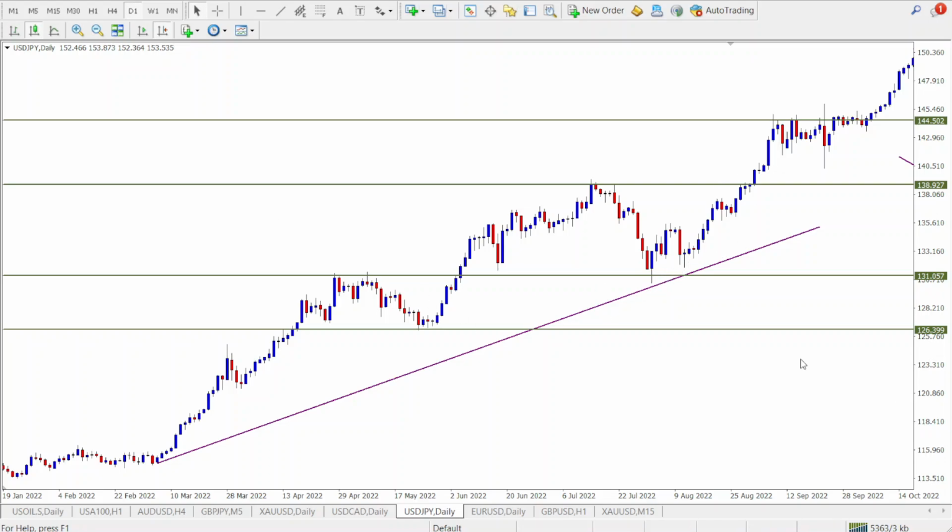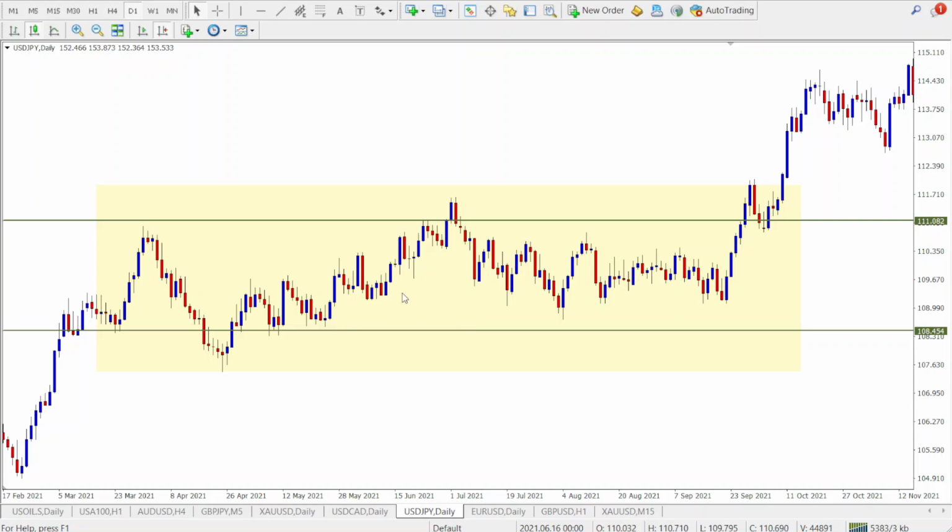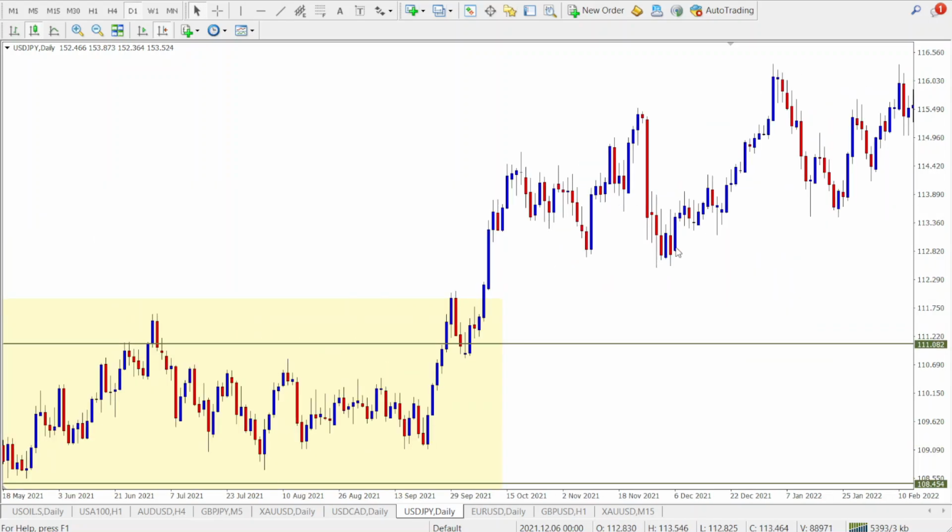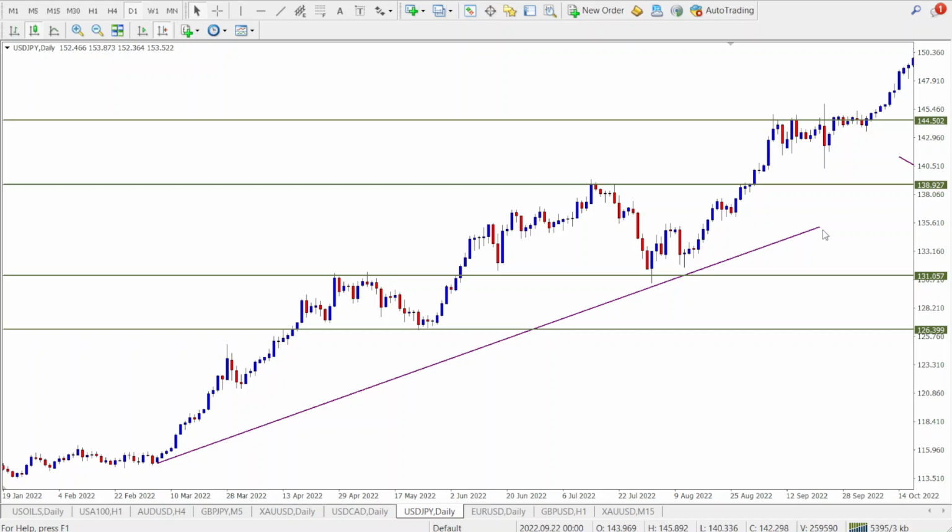So once you have identified support and resistance levels, if you are trading in a trending market, you can just buy in a bullish trend and sell in a bearish trend. But if it's a consolidation market, you can just buy around support, sell around resistance, and you are good to go.